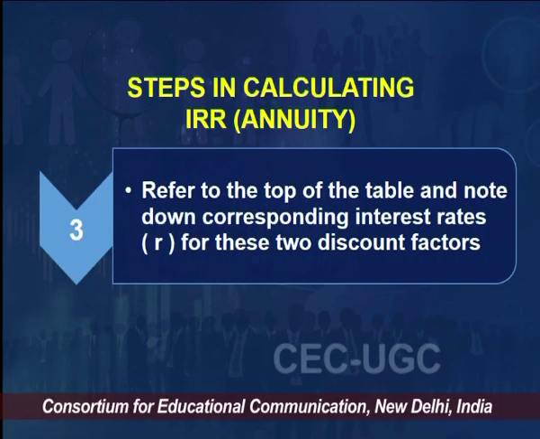So, this would be step 2: identify two discount factors from the table. The third step is to refer to the top of the table and note down the corresponding R's, because there are two discount factors, one lower and another higher than the PB.